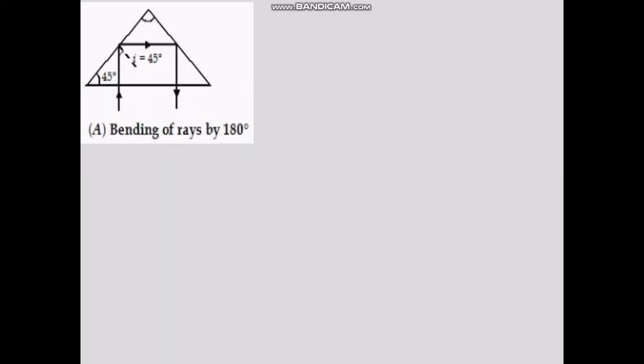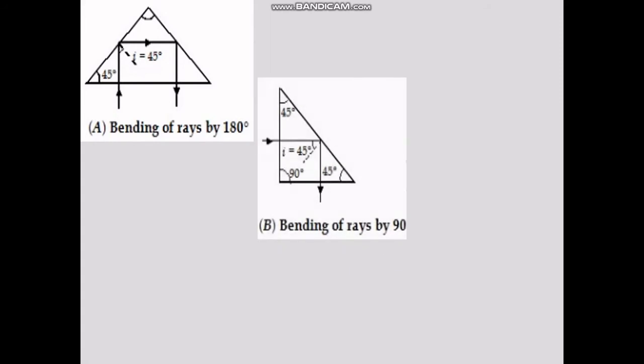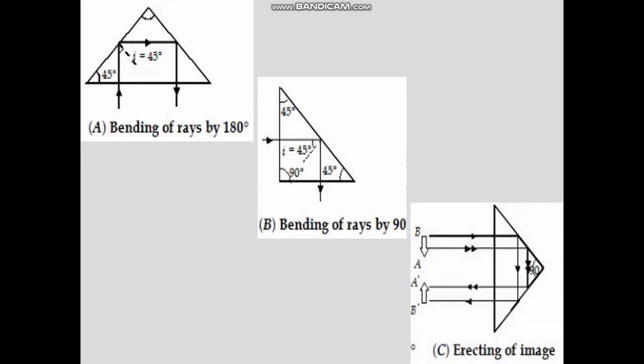Now finally you can observe these diagrams again. First diagram, this is indicating bending of rays by how much? 180 degrees. Second, it is indicating how the rays are bending by 90 degrees. And finally, you will find an erecting image. So just see, if you want to bend the rays, the prism is the same, 90, 45, 45. If you want to bend the rays by 180 degrees, then the object is kept at this place, or it may be at this place, but anywhere over here.